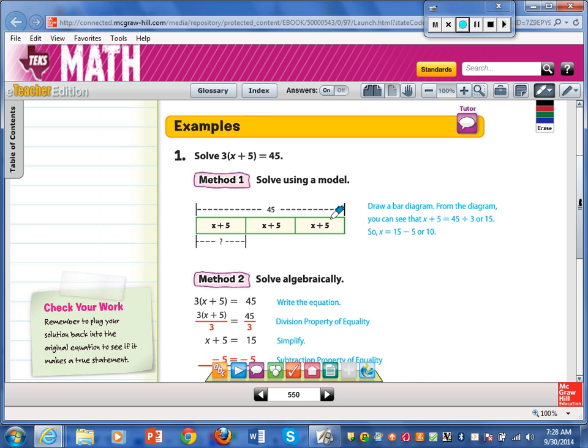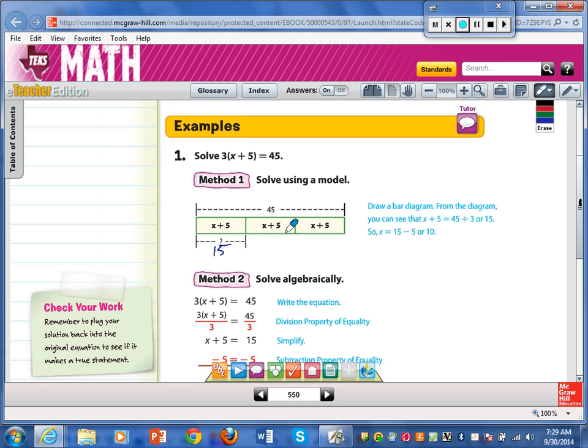So basically, draw a bar diagram. From the diagram, you can see that x plus 5, this part, is equal to 45 divided by 3. So this is divided into 3 equal parts, because you had 3 groups, and that will give you x plus 5. Now 45 divided by 3 is 15. That means that this whole block right here is worth 15.